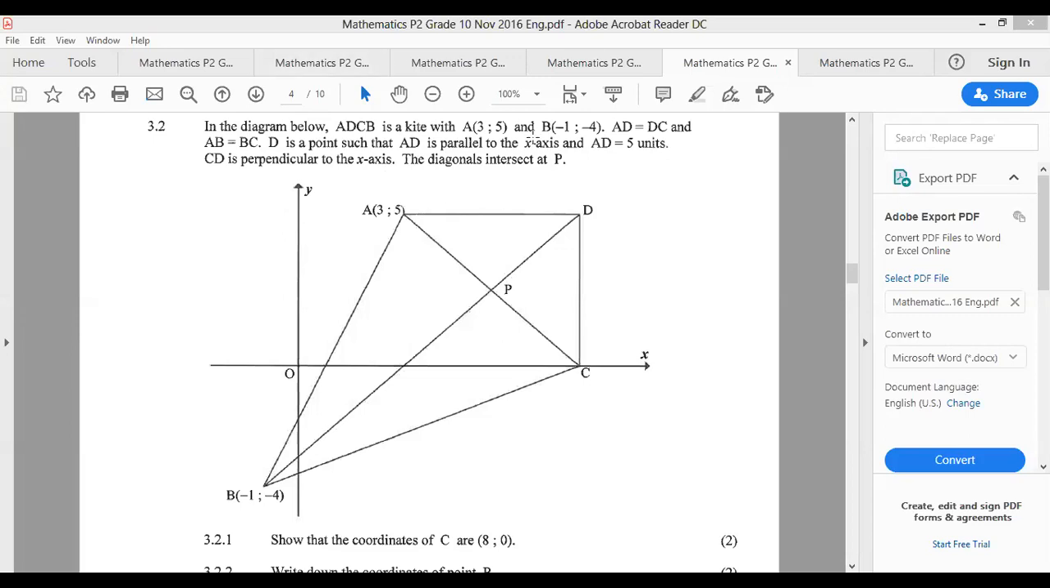And the diagonals intersect at P. So all the diagonals, they intersect where? At P. Perfect.